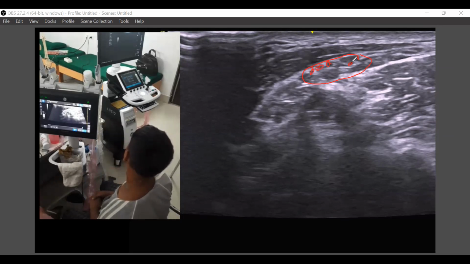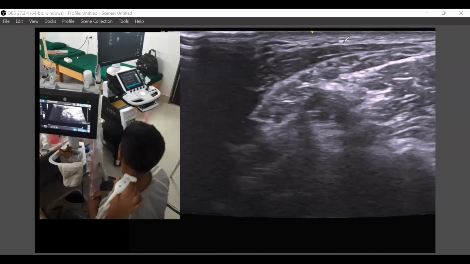But here above that, this is your greater auricular nerve. Look at those tiny structures, and look at the whole of this. This is your sternocleidomastoid muscle. Look at this sternocleidomastoid muscle and look at these small tiny dots moving here and there. First I'll be showing you the greater auricular, and then I'll be showing the other nerves one by one.